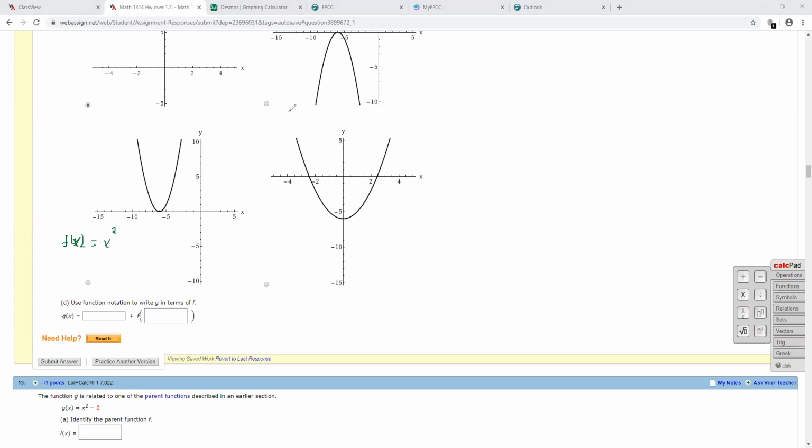And the new function, g of x, this is the new one that they gave us. And it's equal to the original function, which is the parent function, f of x. And now what change was done to the parent? There's all kinds of possibilities, yeah. But what was the change on this one?